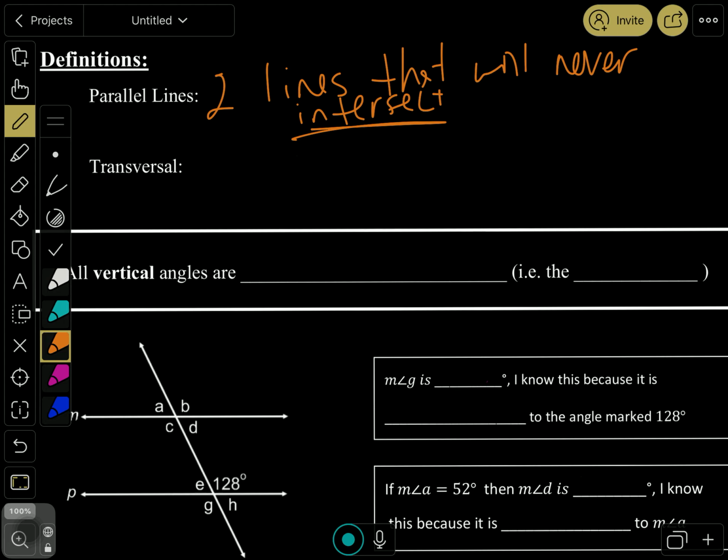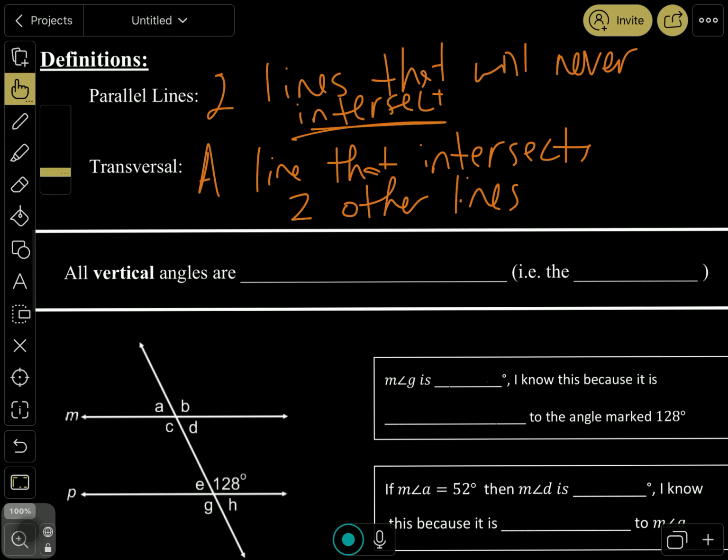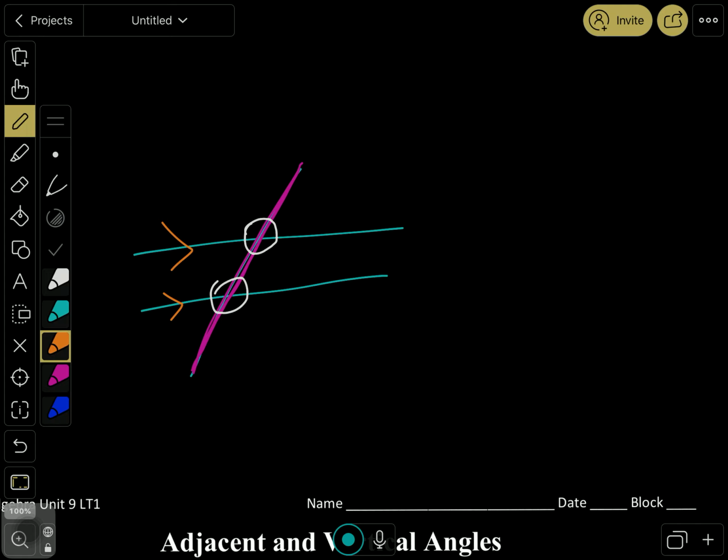Transversal, I dropped this term for you in the introduction to this video. This is a line that intersects two other lines. So if we go back to this diagram I gave you here, as I pointed out, my orange tick marks denote that these two lines are parallel, and then my pink line is intersecting those two lines. So this right here is a transversal.